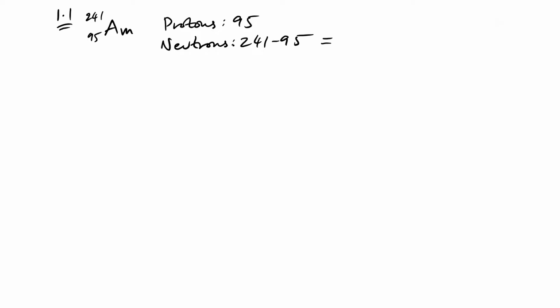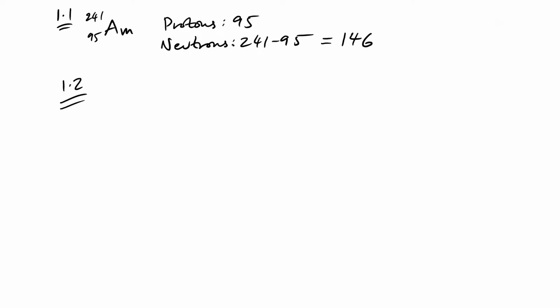Okay, here we go. Question 1.1. We have americium 241. Nucleons? Well, we know that we have 95 protons, and the mass number at the top gives us protons and neutrons. So neutrons is going to be 241 take away 95. That should give us 146.